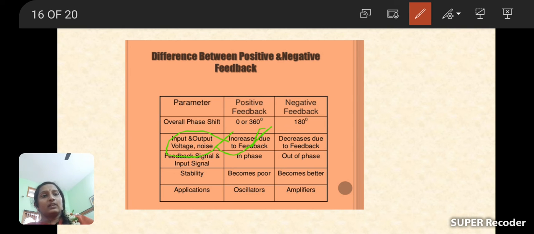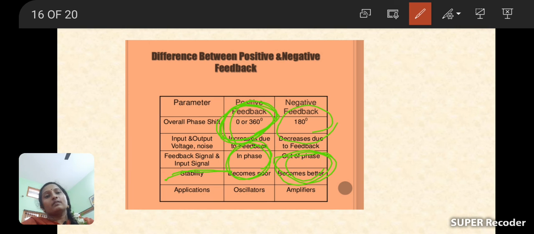And see here, coming to the next point, feedback signal and input signal. Already I told you, both are in phase. Because of being in phase, it will provide 0 or 360 degrees phase shift in the circuit. And in negative feedback, both are out of phase. How much out of phase? 180 degrees. If it is positive, the next one is negative. If feedback is negative, input is positive.